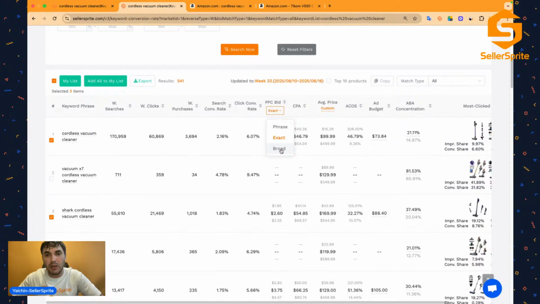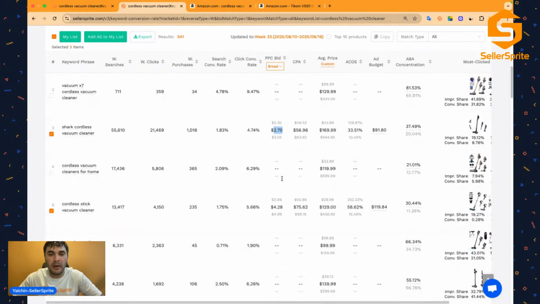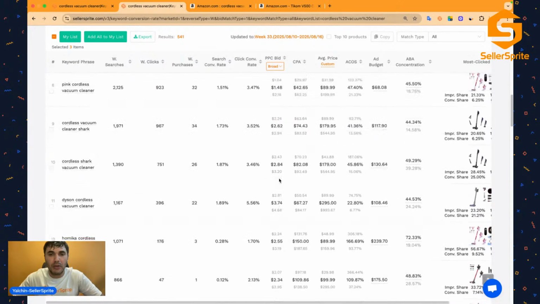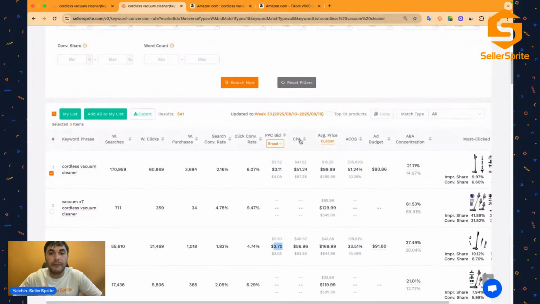So now let's check the broad and the phrase. Okay, you see the PPC bids are changing differently. Like for phrase, it's 3.13. For exact, you see it's changed. For broad, you see it's also changing. Here we are gonna see PPC bids for minimum, maximum, and the Amazon suggested. If we go down, we are gonna see the PPC bids for all the keywords.